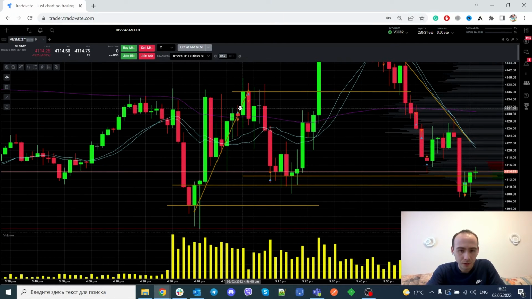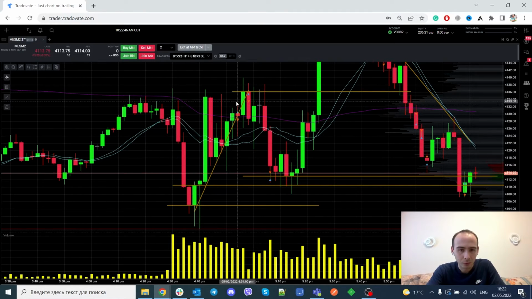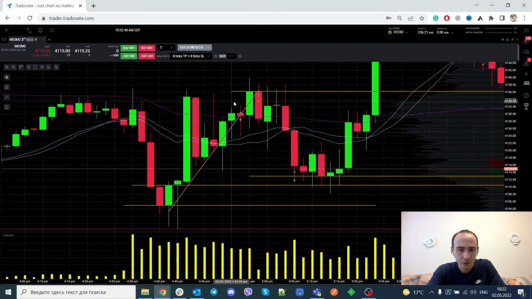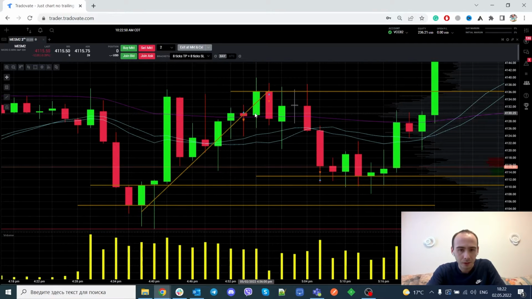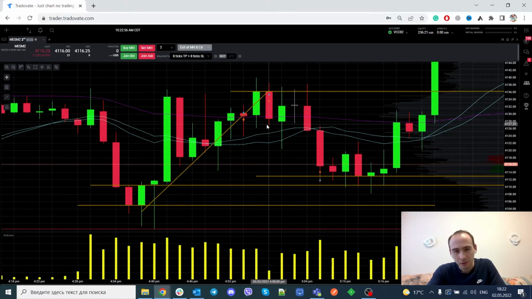So I saw this trend line. I saw two bullish bars, and I entered over here. But I have a stop loss of 8 ticks, so I was out because of my stop loss over here.